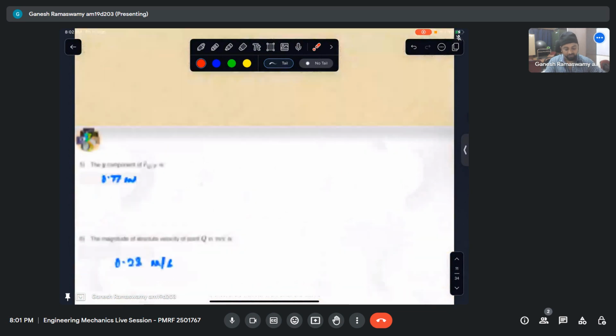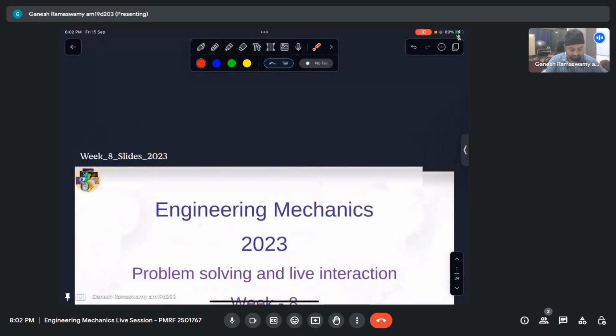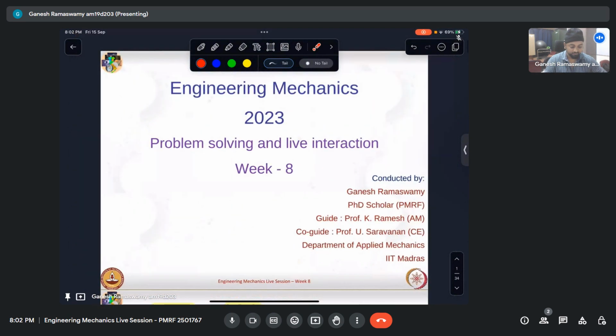So we've discussed quite a lot of examples on relative and absolute motion analysis today. So next week, whatever the axes that we fixed, which was only translating, we will relax that constraint and let it rotate also. And we will see how to do relative motion analysis with rotating frames of reference, which will come in handy in some problems.